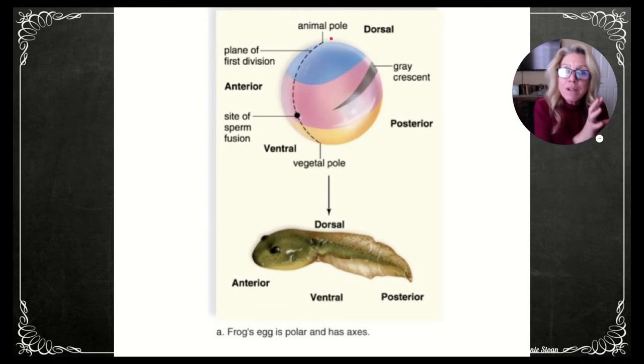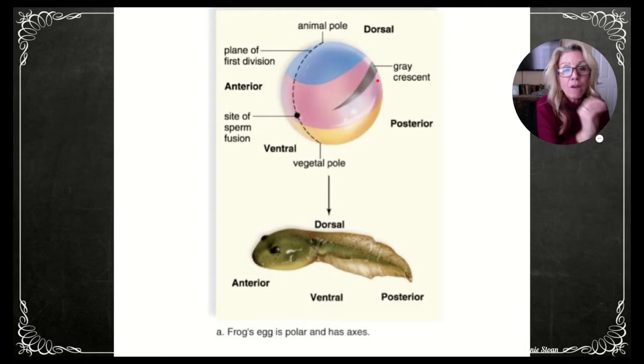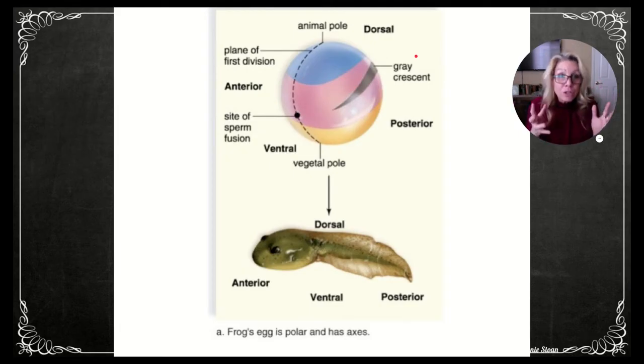Okay, then you have another breakdown: the site where the sperm penetrates and then the opposite side of where the sperm penetrates. So the gray crescent will develop in frogs opposite of where the sperm penetrates. Now, this is what we know. If you touch the top of your head right now, that is where your father's sperm penetrated your mother's egg. Where that happens is your anterior region.